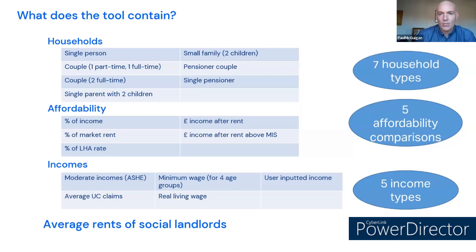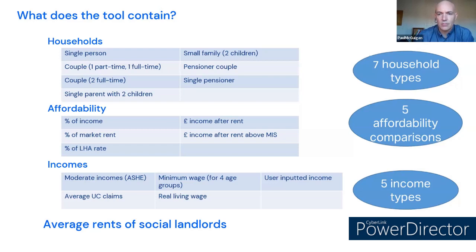And obviously in terms of all of that history that Paul's talking about in terms of rent affordability, things like percentage of income that goes towards rent, how many pounds are they left with after they've paid their rent, what does it look like in different local housing market areas in terms of the LHA rate. So all of those definitions were agreed as what we felt were appropriate affordability comparisons.